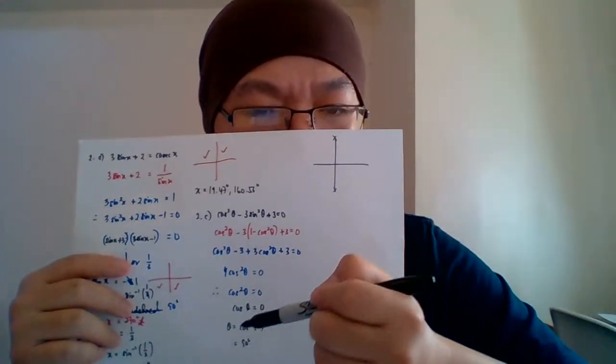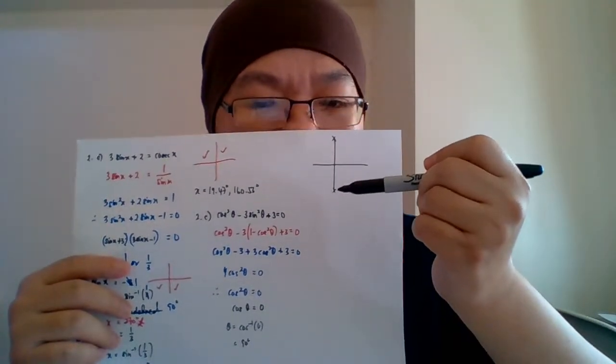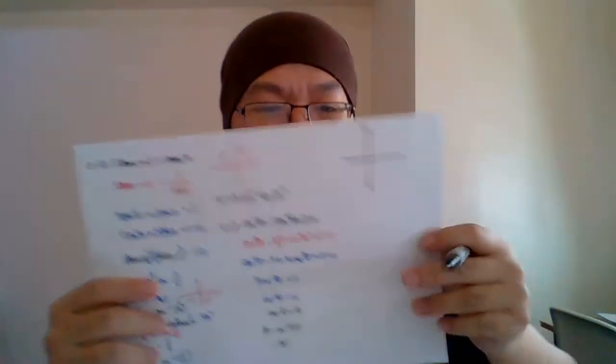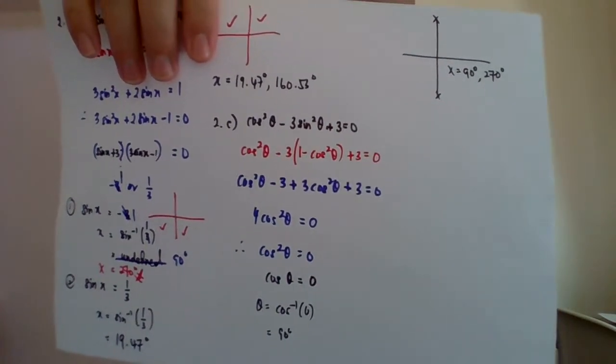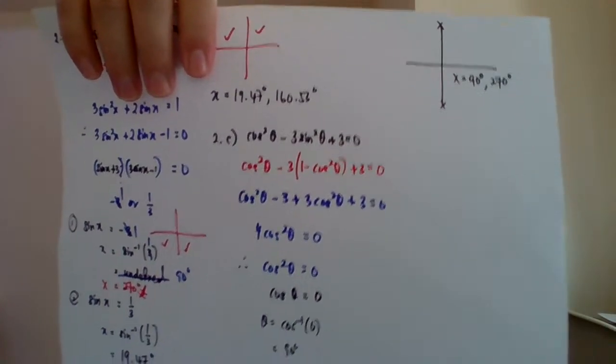Try to press the calculator. Cos 270 also will give us a 0 value. So the final answer here is x equals 90 degrees and 270 degrees. Okay, that is your answer for question C. Done. Okay, so that is your answer, number 1.